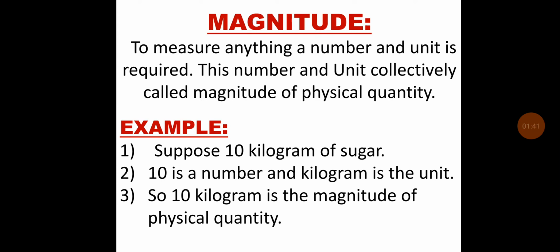Similarly, we have different magnitudes used in our daily life. For example, 10 meter. 10 is the number and meter is the unit. So 10 meter is the magnitude for length. For example, 20 Kelvin. 20 is the number, Kelvin is the unit, so it is also an example of magnitude. 50 km per hour: 50 is the number, kilometer per hour is the unit, so it is also an example of magnitude. So we have different magnitudes for different physical quantities.